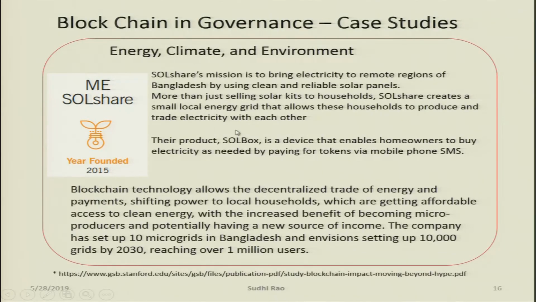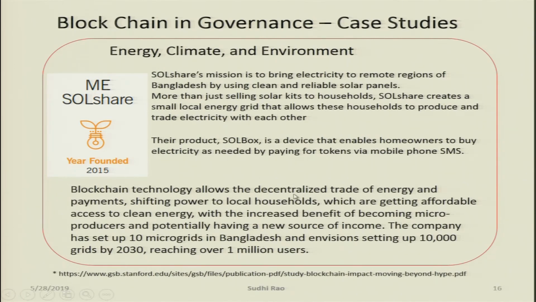Their product Solbox is a device that enables homeowners to buy electricity as needed by paying for tokens via mobile phone or SMS. So, it has set up a grid where if I need more power, I can buy it from my neighbors. If my neighbor is generating power and has excess, they can always sell it to me, thus providing an incentive for them to make that investment, because there may be some houses which do not need power, but they may be reluctant to go for a solar system, but there may be shops and other establishments which normally may not be able to generate the power, but they can buy it from their neighbors, thus both gain from the system.